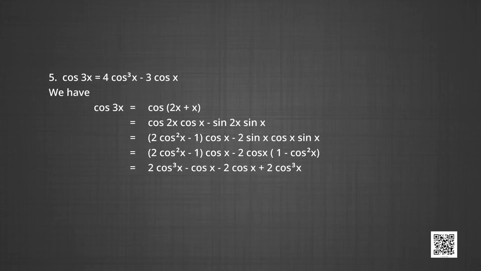Now, we open the brackets. What we get is 2 cos cube x minus cos x minus 2 cos x plus 2 cos cube x. When we add the like terms, cos 3x becomes 4 cos cube x minus 3 cos x.